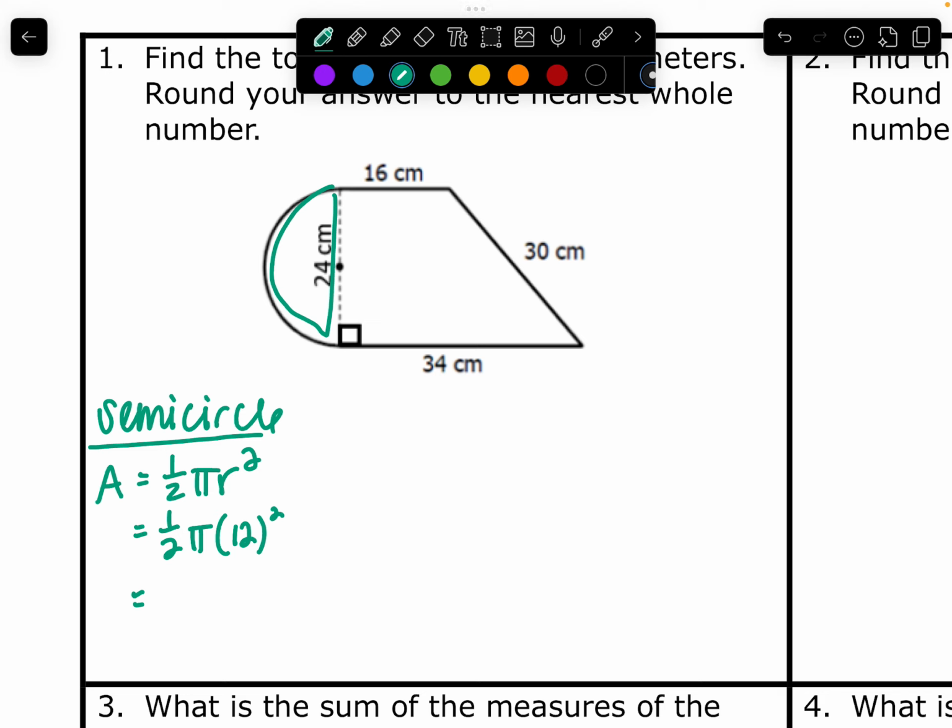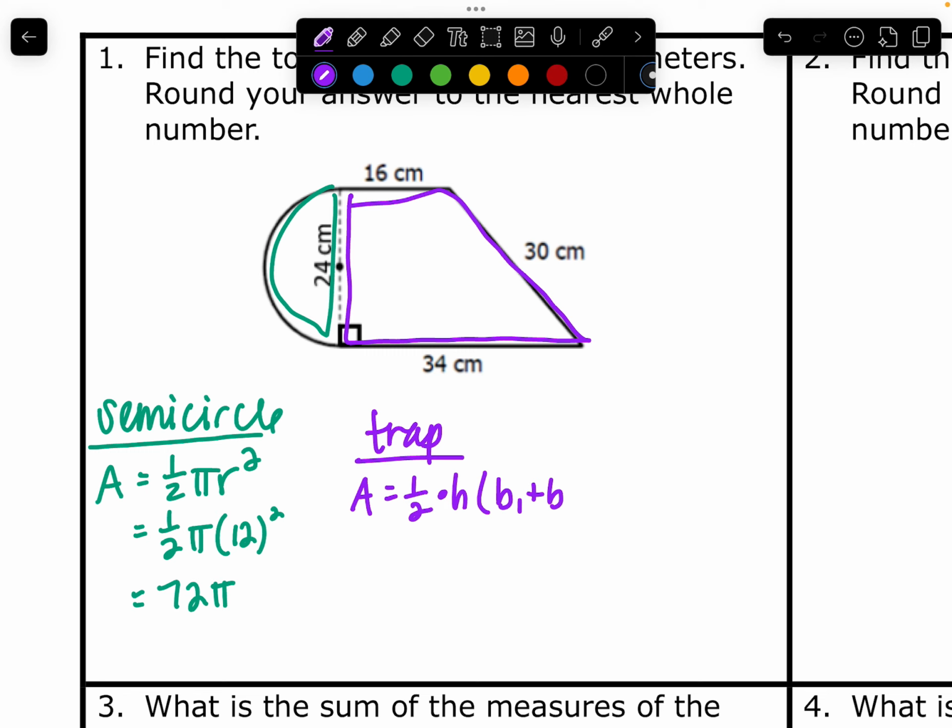And so that'd be 72 pi for the semicircle area. I'm going to leave it in terms of pi for now because we still have to subtract. And then this is a trapezoid. The area formula for a trapezoid is 1/2 times the height times the sum of the bases. So that's going to be 1/2. The height is 24. The full height, we want the full height, 24. The bases would be 34 and 16. All right, and when we multiply all of that, we should get 600.